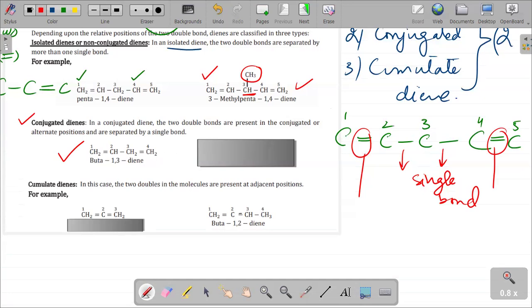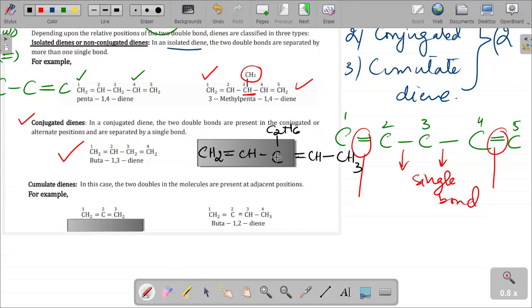We have another example. For example, we have CH2 double bond CH, then a single bond, CH2, then we again have a double bond CH, and then CH2, right? Yeah, CH3. And on the carbon number, this is C2H5, an ethyl group is present, right? 1, 2, 3, 4. Hydrogen is not present at this position.